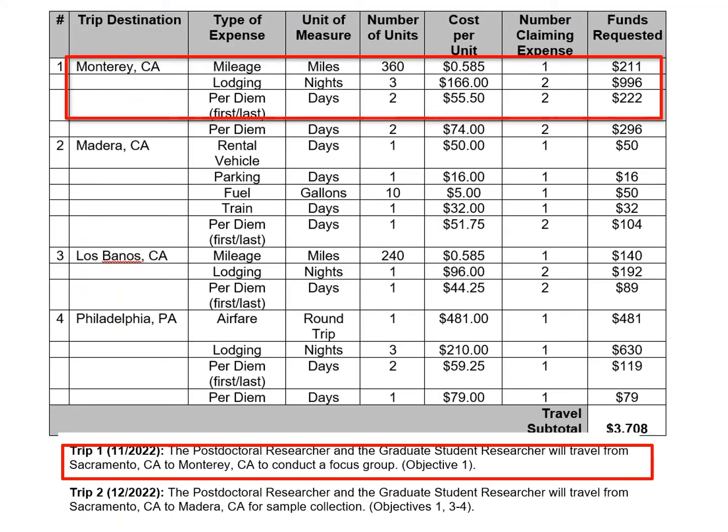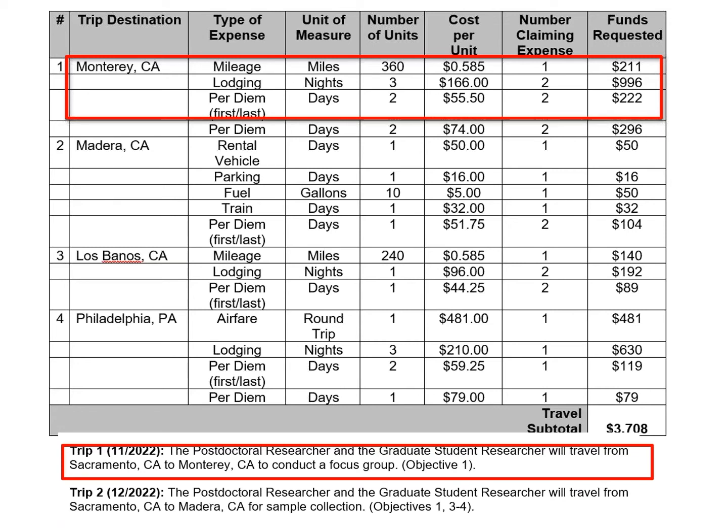This example includes 4 separate trips. For trip 1, the destination is Monterey, California, and there are 3 associated expenses: mileage, hotel, and meals. On the mileage line, 360 miles are requested at a cost of 58 cents per mile. There is only one person claiming the mileage expense because both people will be traveling together in the same car. Multiplying these 3 numbers results in $211 under funds requested.